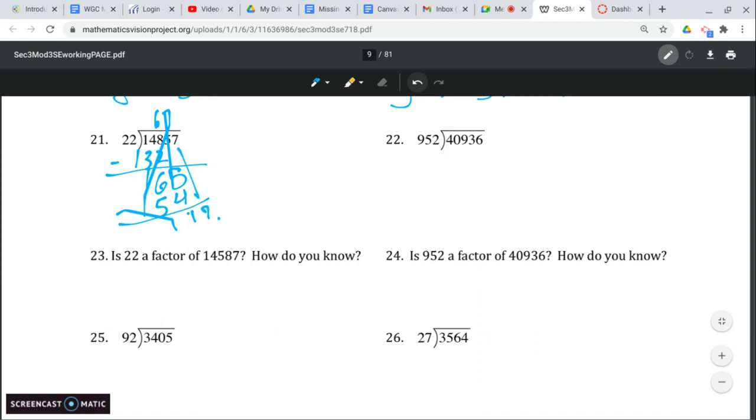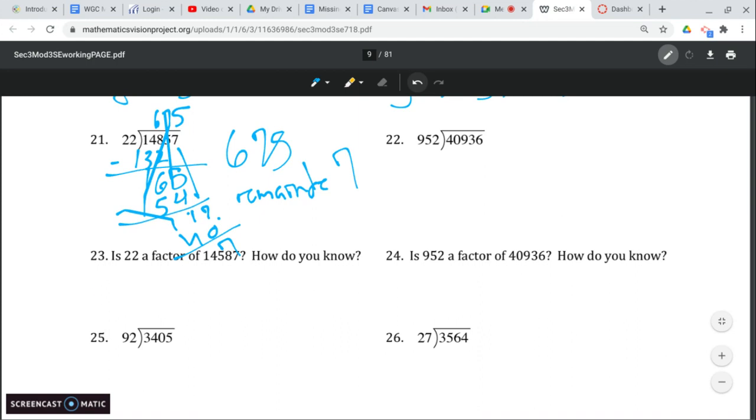Bring down our 7. How many times can 22 go into 117? That'd be 5 times. 22 times 5 is 110. When we subtract, we end up with 7. So our answer is 675, remainder 7. So for 23, is 22 a factor of 14,587? How do you know?